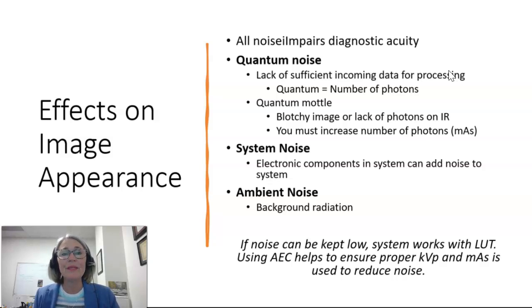There's ambient noise, which is background radiation. So we have to deal with that also. There are a lot of different things that can affect your image, and you need to be able to identify: is that from not enough photons, or is that from the system where there's something wrong with my processing? And then we have to deal with the ambient noise also.